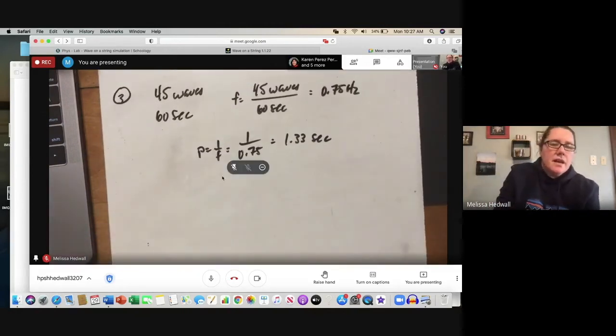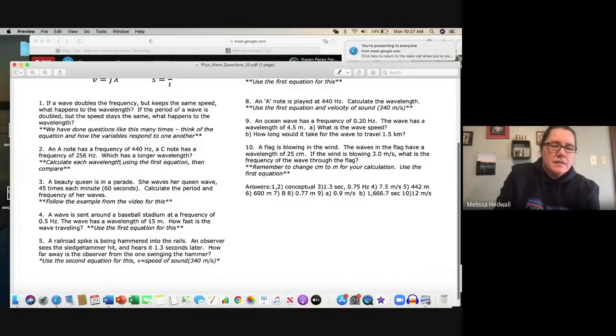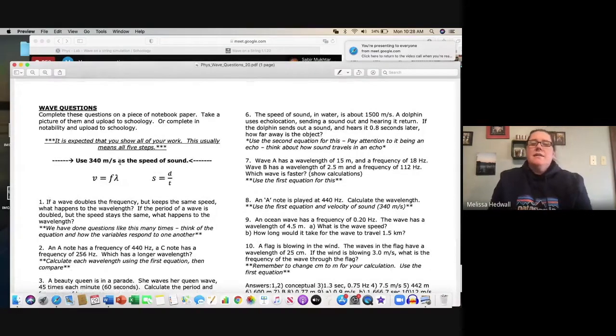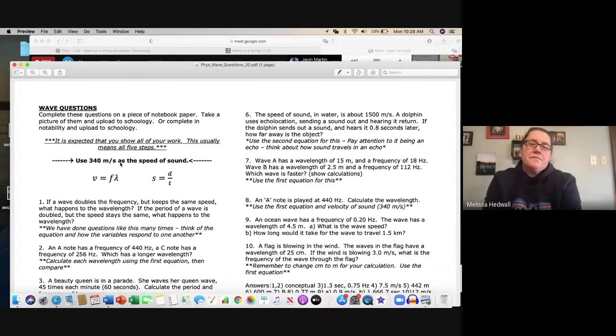The next one I want to talk through is number 6, I think. Yeah, number 6. It says that the speed of sound in water is about 1,500 meters per second. So V equals 1,500 meters per second. A dolphin uses echolocation, sending out a sound and hearing it in return. If the dolphin sends out a sound and hears it 0.8 seconds later, so t equals 0.8 seconds, how far away is the object? And it says use the second equation for this, so speed equals distance over time. Pay attention to it being an echo and think about how sound travels in an echo.